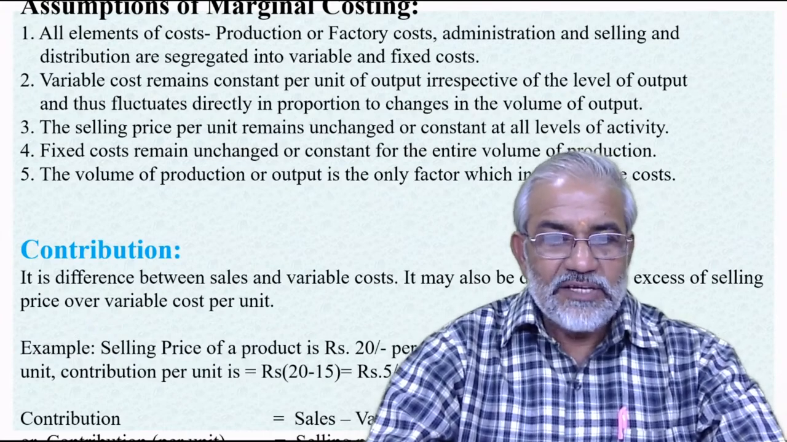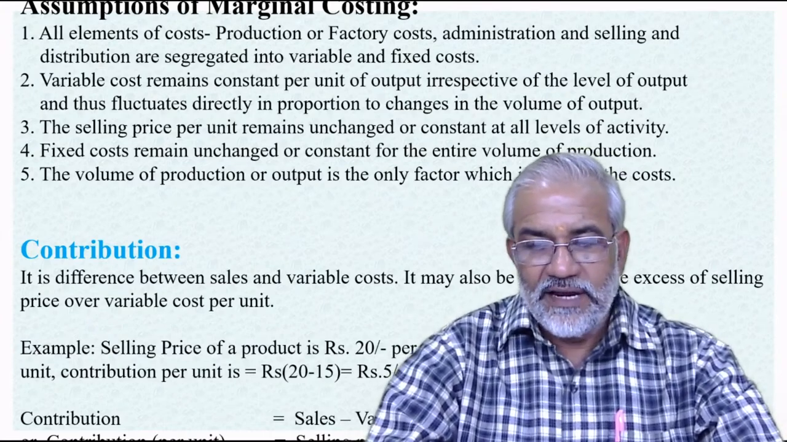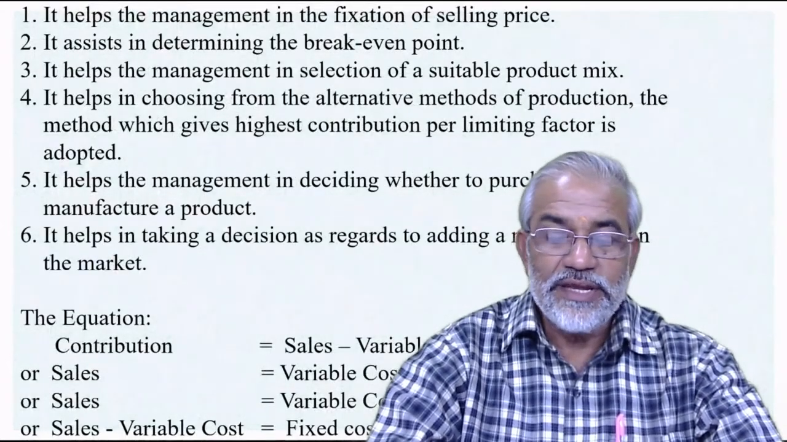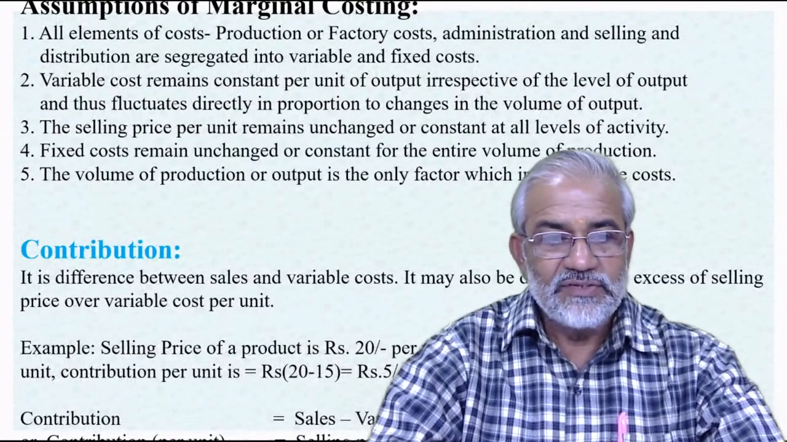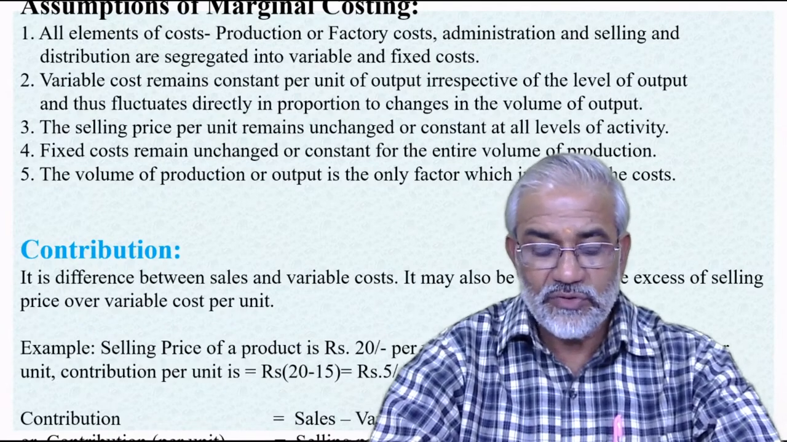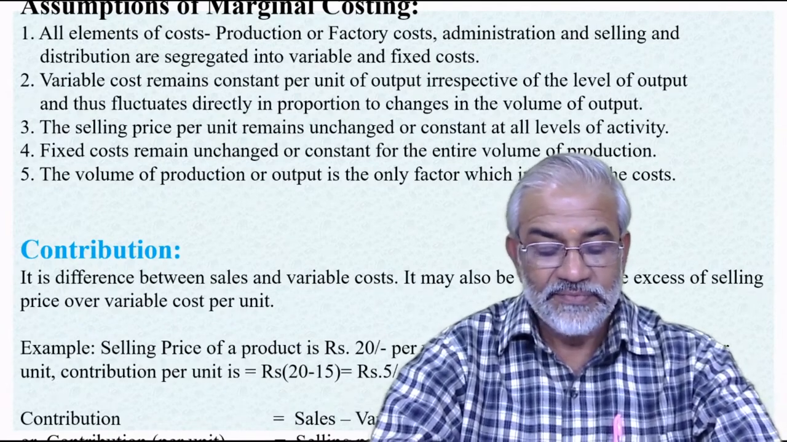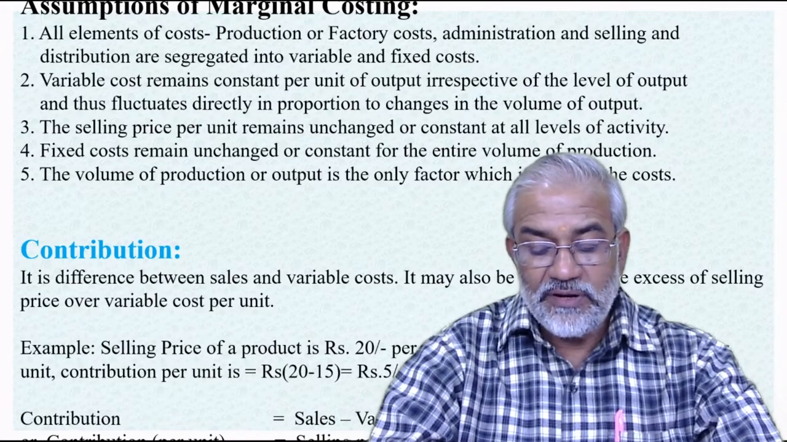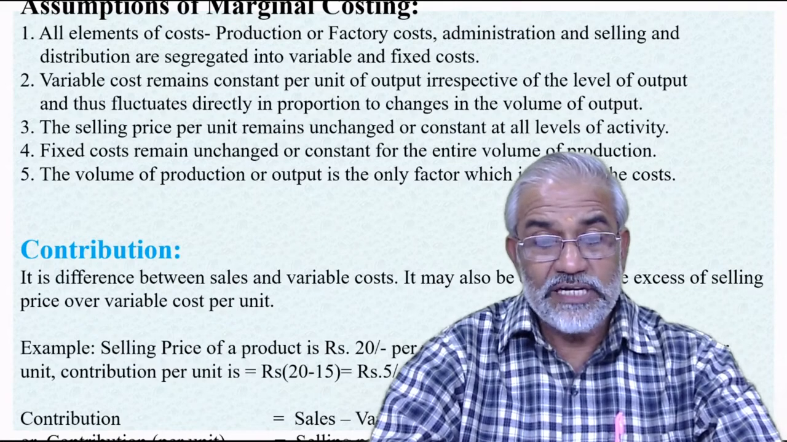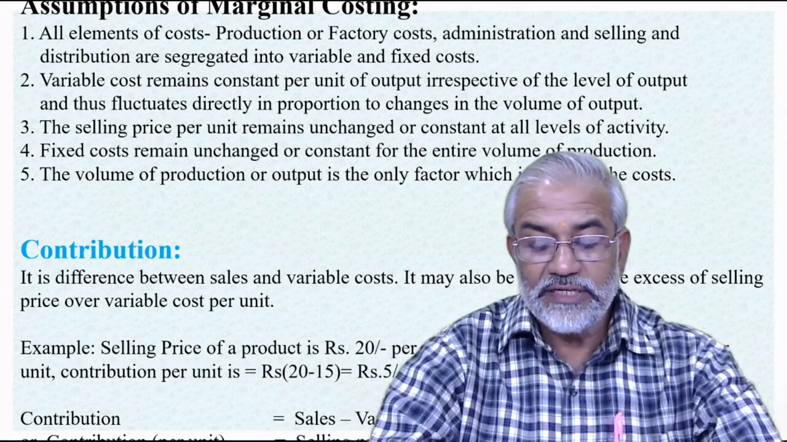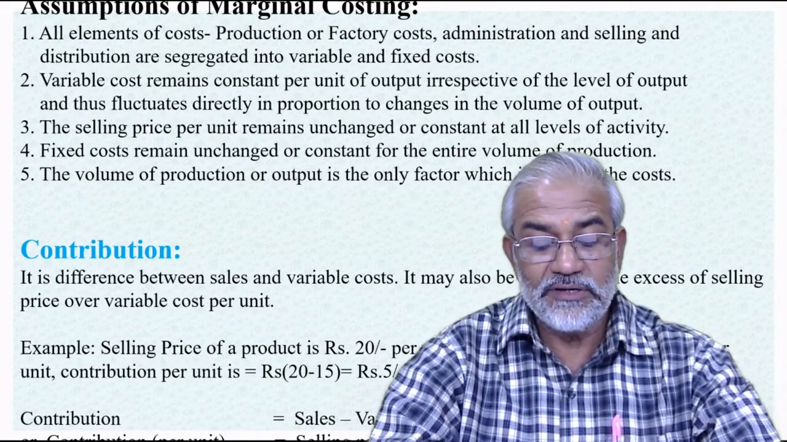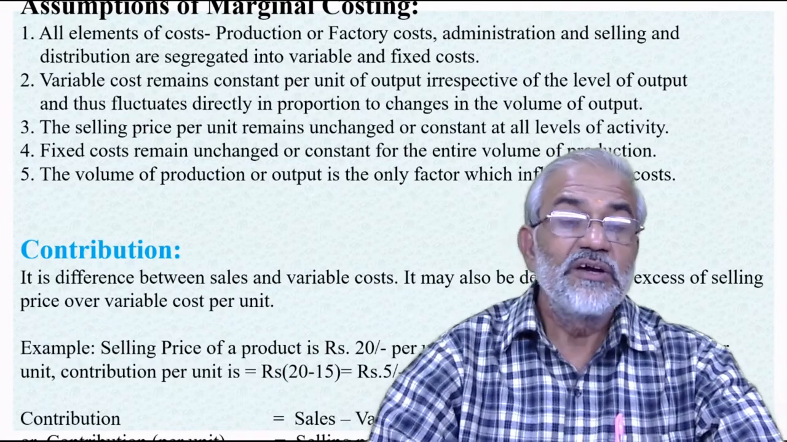Example: the selling price of a product is, say, 20 per unit and the variable cost is 15 per unit. So obviously the contribution would be 20 minus 15, so 5. So contribution is equal to sales minus variable cost, which is otherwise called the marginal cost. There is another equation for contribution. When the contribution is calculated per unit, then the variable cost per unit has to be deducted from the selling price per unit. That would be the contribution per unit.